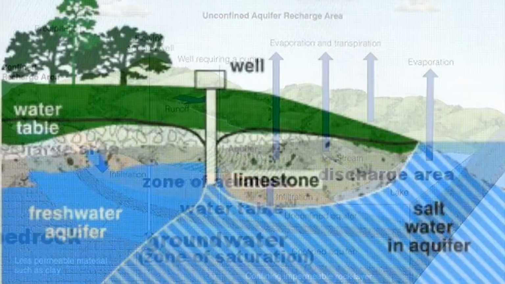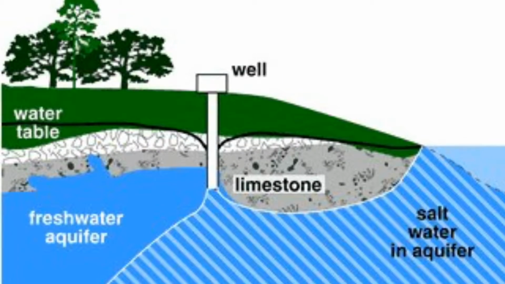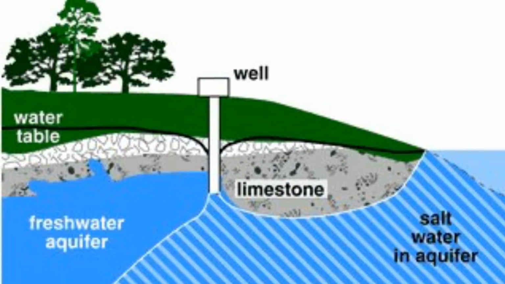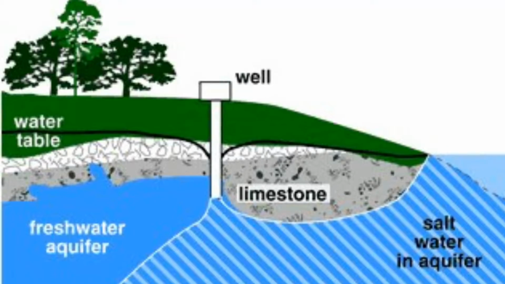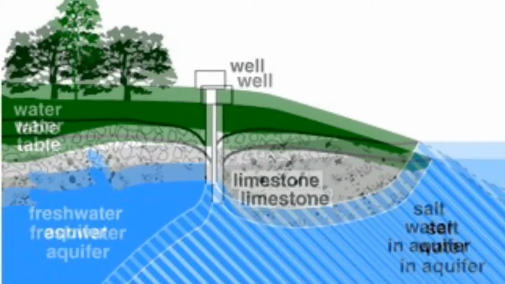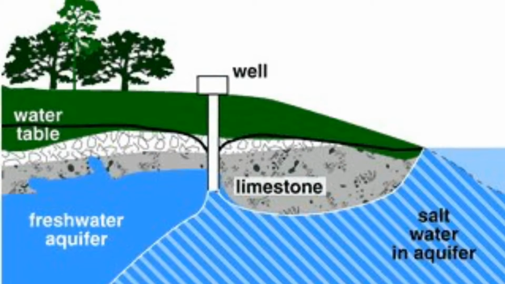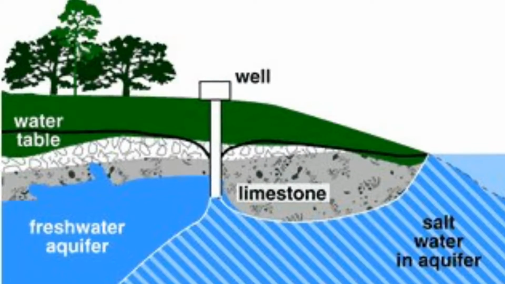Within the second image you can see an example of saltwater intrusion, which is the movement of saline water into freshwater aquifers, which can lead to contamination of drinking water sources and other consequences.